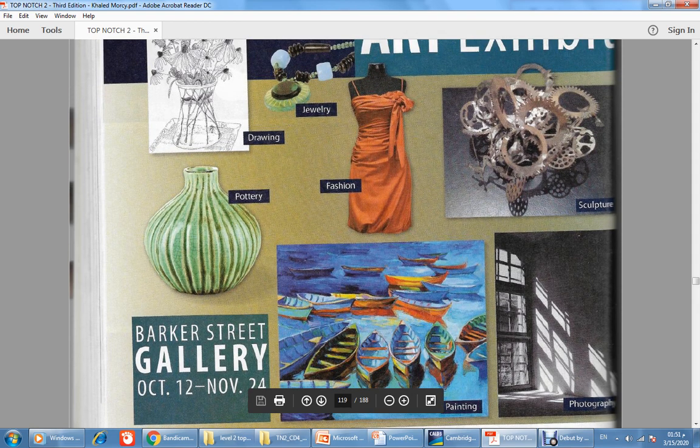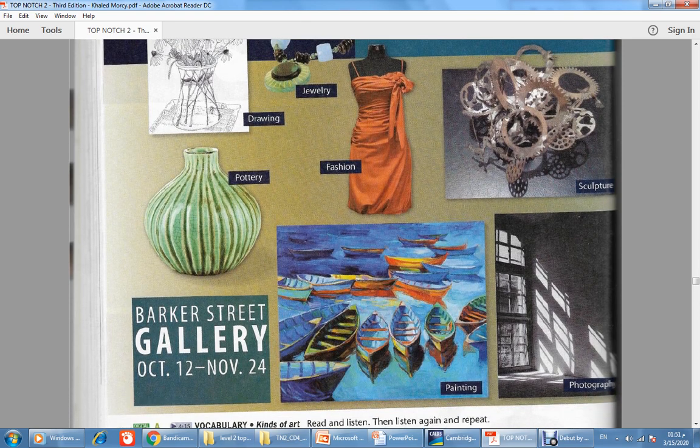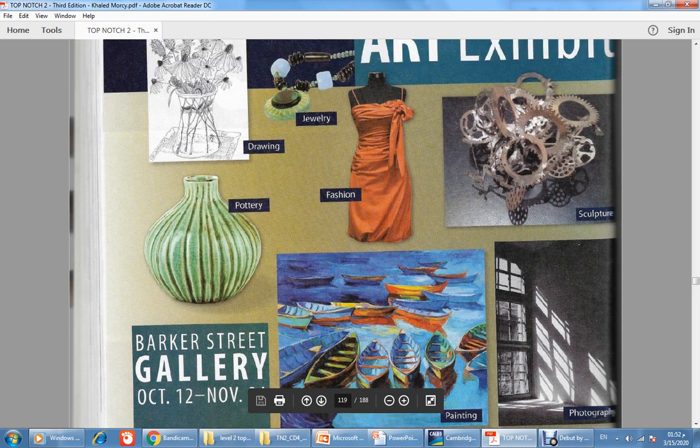Okay, the first one is drawing. You can see the picture. This is a drawing. What's the difference between drawing and painting? Drawing, the first one, you draw something using the pencil and the paper like this. This is drawing, رسم. But painting, this one, you paint a painting using what? Using paint and a brush. الرسم بالفرشاة, yeah.